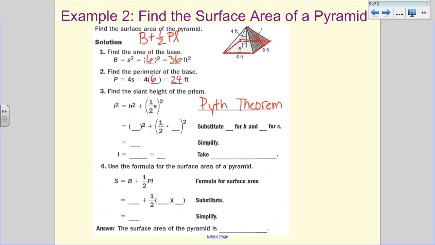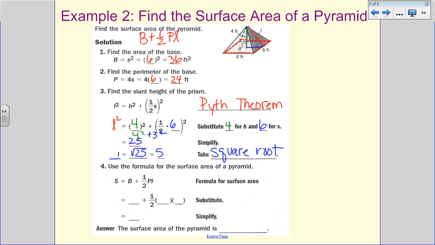All right. So L squared, slant height squared, is equal to the height, which is 4. If we look here, we have a height of 4, plus 1/2 this distance, so 1/2 of the 6. So we're substituting 4 in for h and 6 in for the side. So we have 4 squared plus 3 squared. And we do that, we get 25. We're going to take the square root. So we take the square root of 25, which is 5.